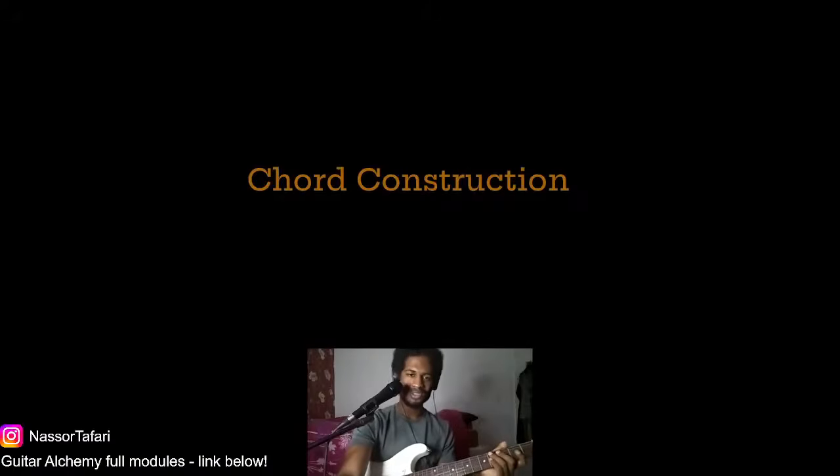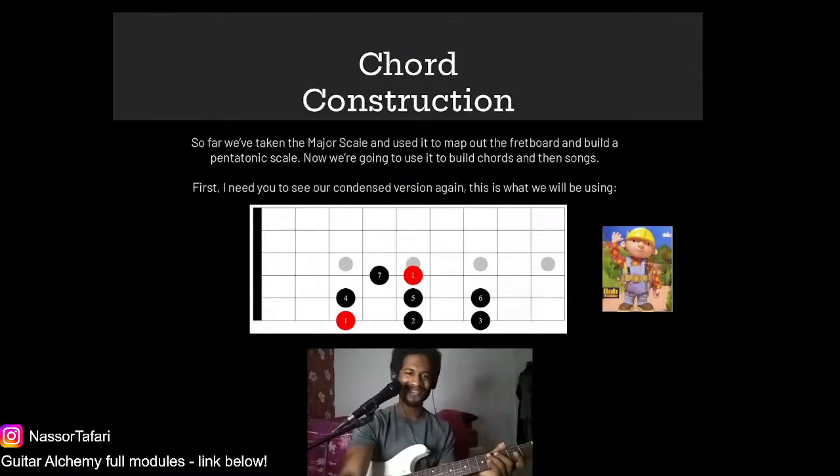So chord construction. So far we've taken the major scale and used it to map out the fretboard to build a pentatonic scale. Now we're going to use it, is that Bob the Builder? Now we're going to use it to build chords and then songs. First you need to know the condensed version again, and this is what we're going to be using to make them chords.